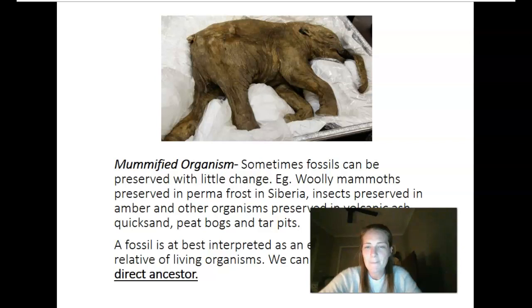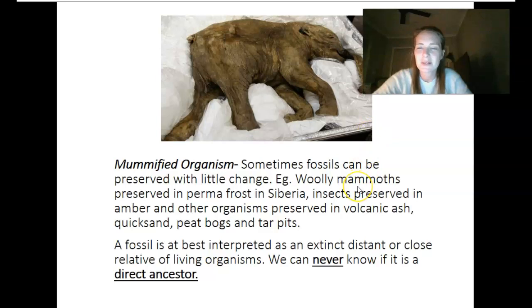And probably the most useful fossil that we can find that's going to tell us the most about the organism that left those remains behind.